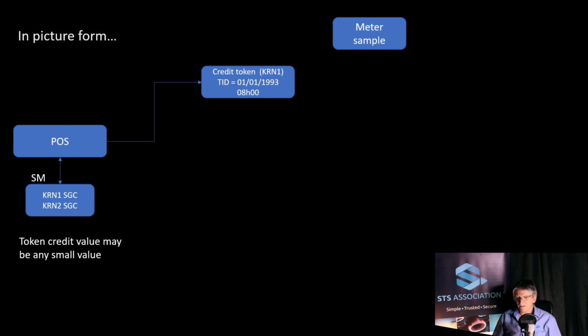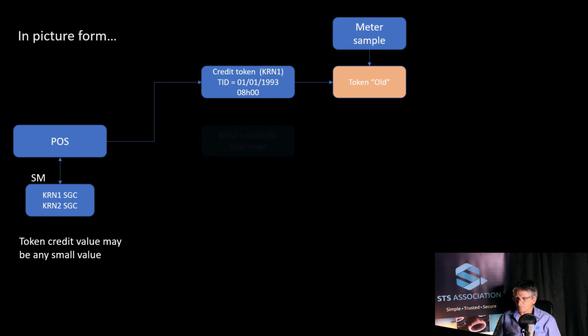And if we look at this in picture form, what you have is a point of sale with a security module attached to it, and it's got essentially a supply group code with two key revisions, key revision 1 and key revision 2. And then you have your meter sample that you want to test. So the first thing you do, get your POS to generate a credit token using the key revision 1 supply group code with a TID value of the 1st of the 1st 1993 at 8 o'clock in the morning. The token credit value can be any small value you like. If you enter that into the meter sample, it should show the token as old, because obviously it's the very first date of the base date.